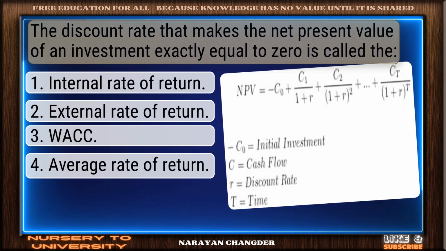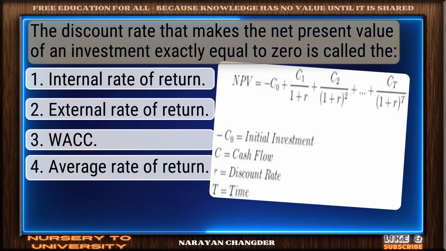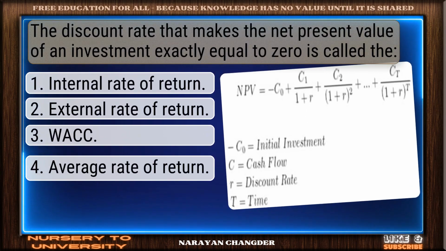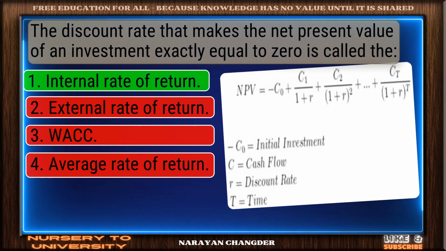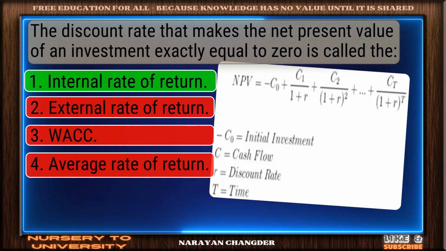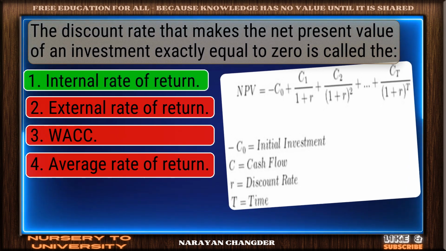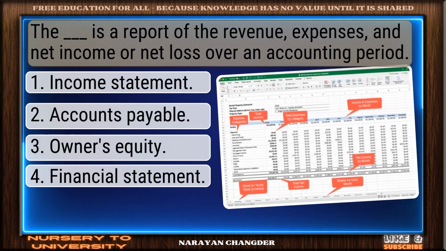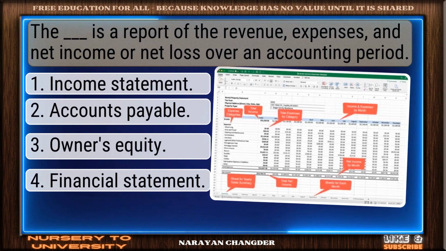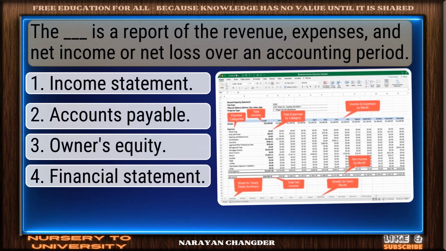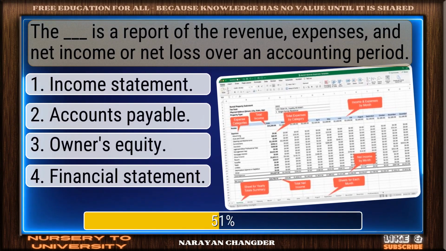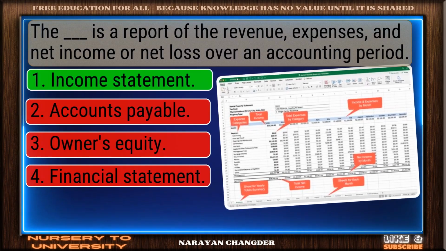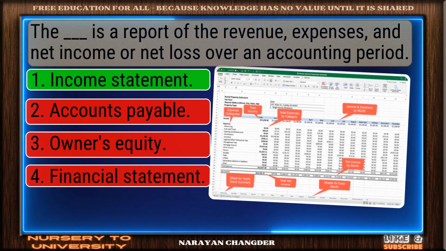The discount rate that makes the net present value of an investment exactly equal to zero is called the... Nice selection. Internal rate of return is the correct and valid answer. The dash is a report of the revenue, expenses, and net income or net loss over an accounting period. Correct. Income statement is the right answer.